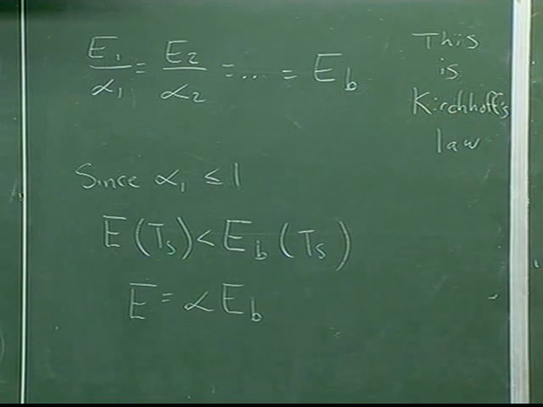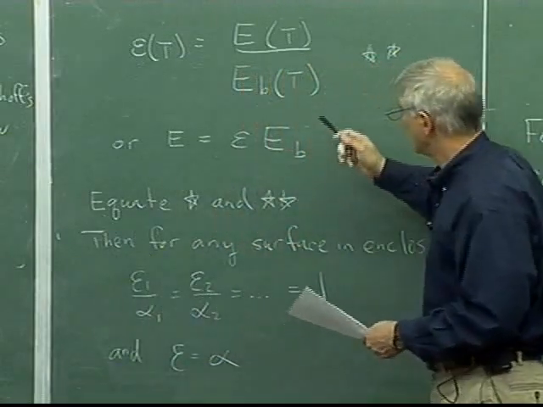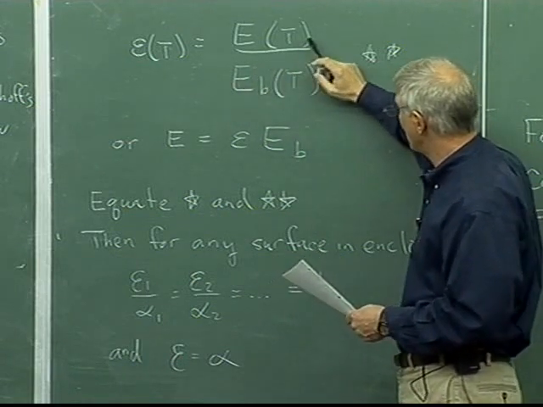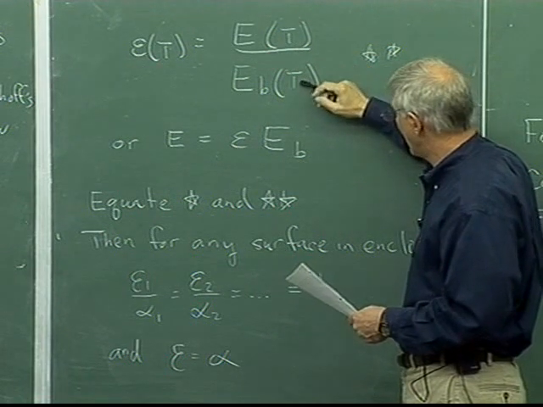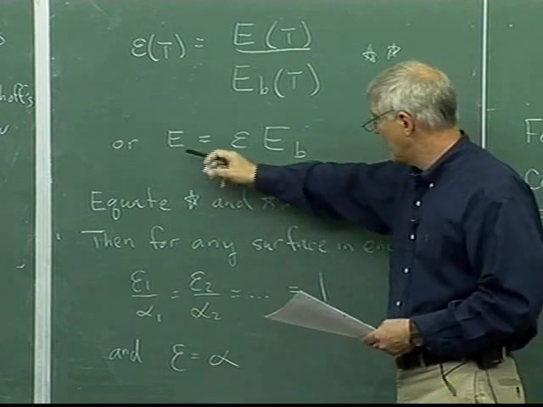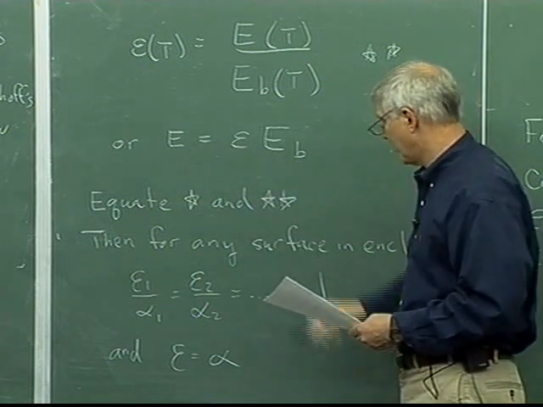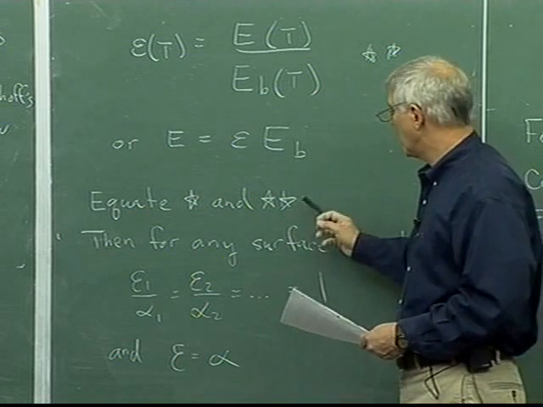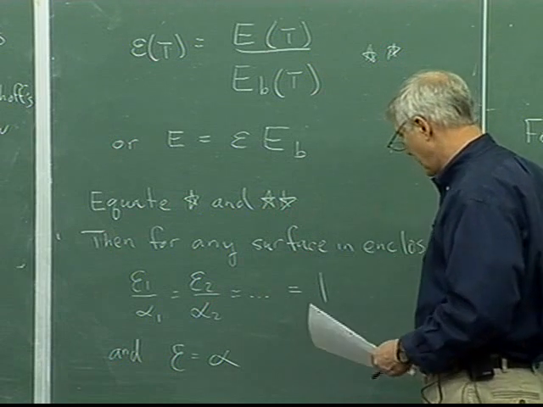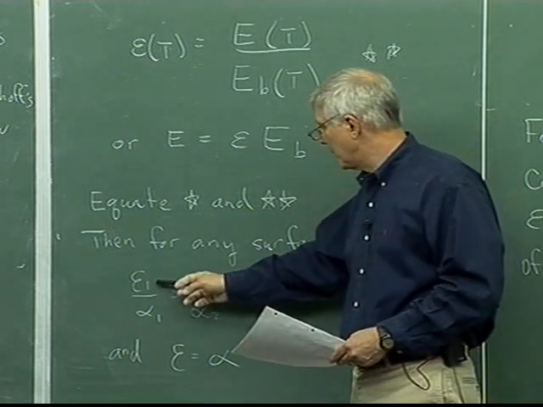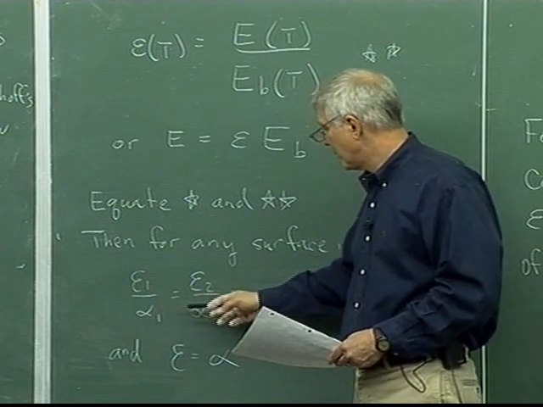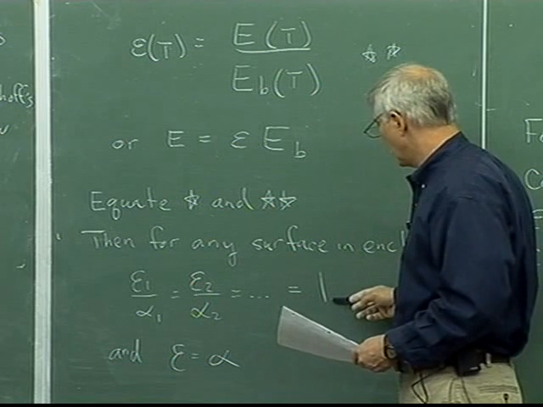Now previously, about 10 minutes ago, we wrote that the emissivity is equal to the actual emission divided by that of a black body emitter. We're going to call that equation 2 star. And then we could write that the emission is equal to the emissivity times that of a black body. Now we're going to equate equations 1 star and 2 star. And if we do that and divide, we get that the emissivity divided by the absorptivity for each one of these is equal to 1.